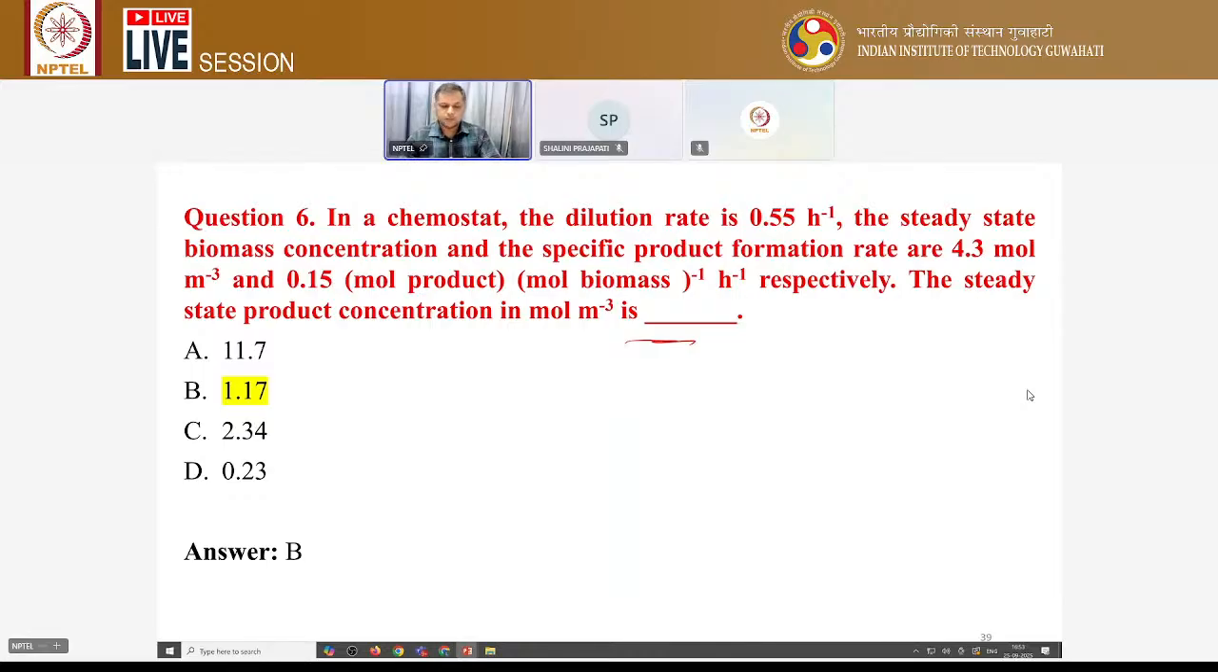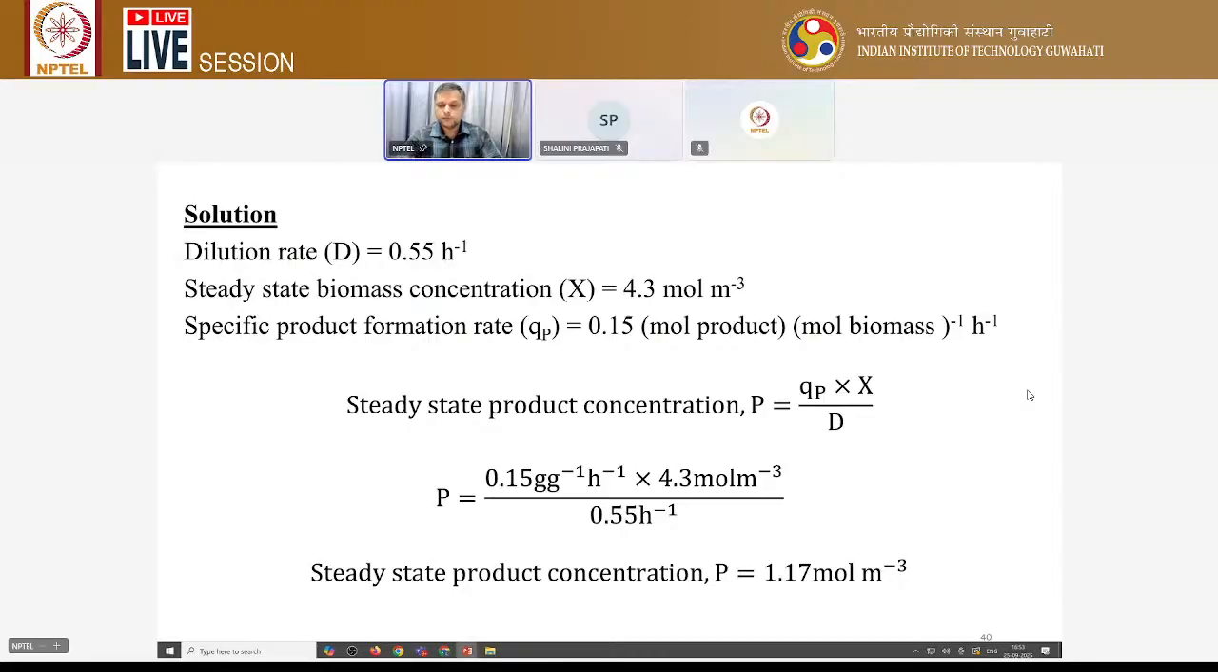So this is a chemostat. So we know P is qP into X upon D. So qP is given as 0.15. Biomass concentration is 4.3 mole per meter cube, and dilution rate is 0.55. So you can get the product concentration as 1.17 mole.